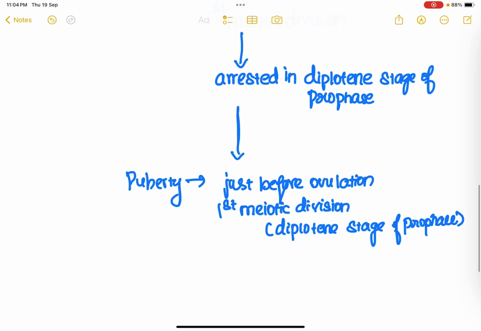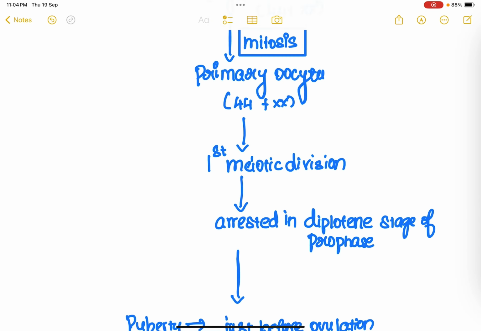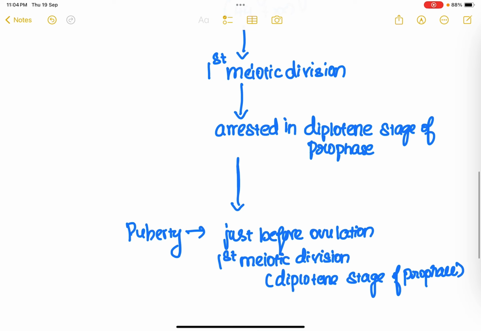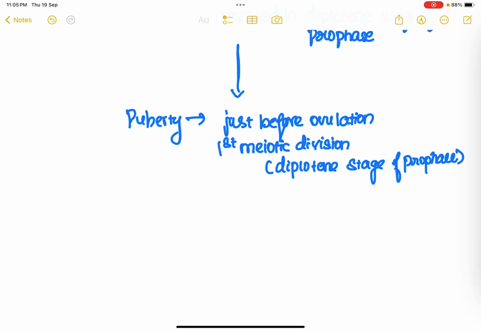Okay, so as we have discussed earlier, the primary oocyte, which is 44 plus XX, enters the first meiotic division and gets arrested in the diplotene stage of the prophase. So when the female fetus is born, all these primary oocytes will be in arrest at the diplotene stage of prophase. Only when the female attains puberty, let's say by the age of 10 to 12 years, and just before the ovulation that is going to occur on the 14th day of the menstrual cycle, this first meiotic division is going to get completed.